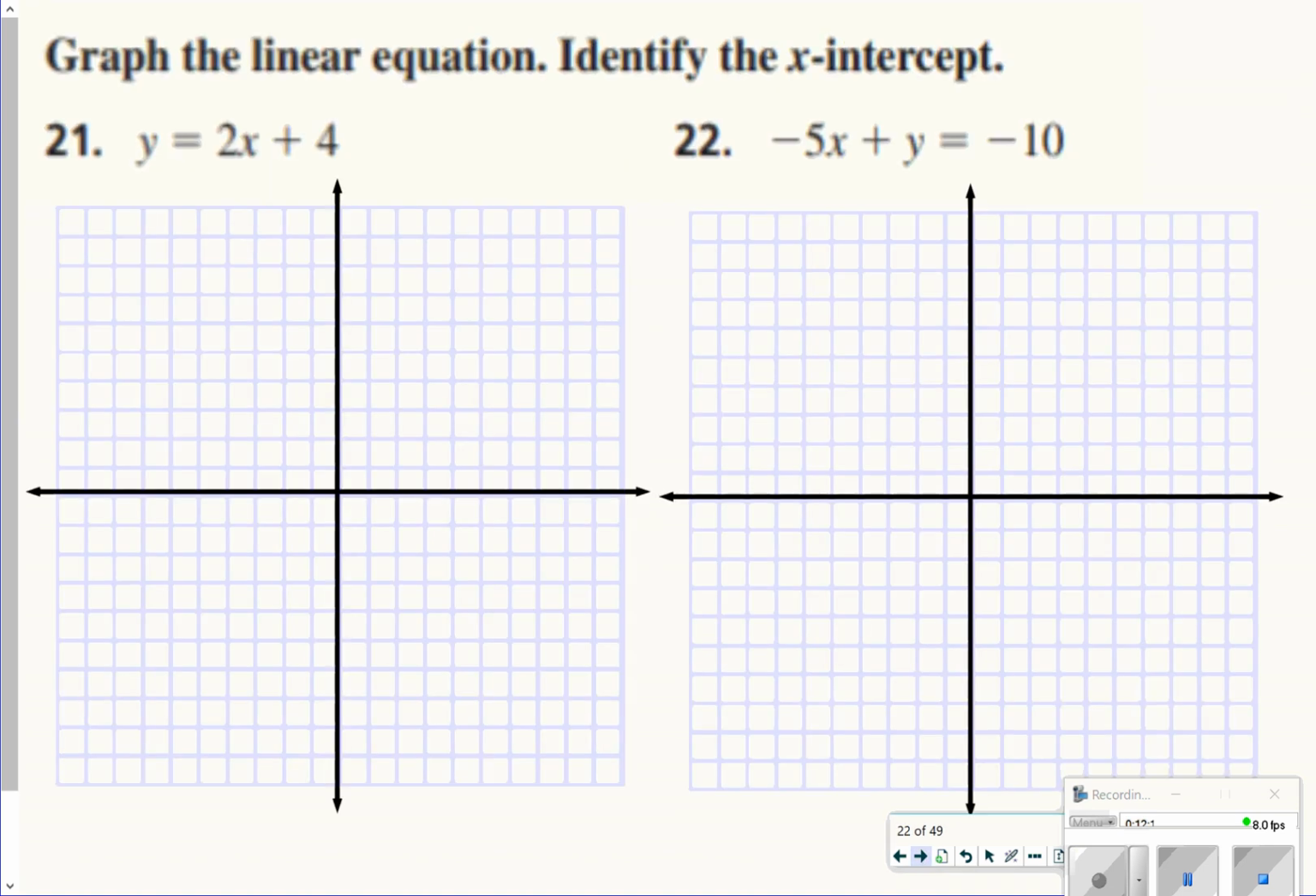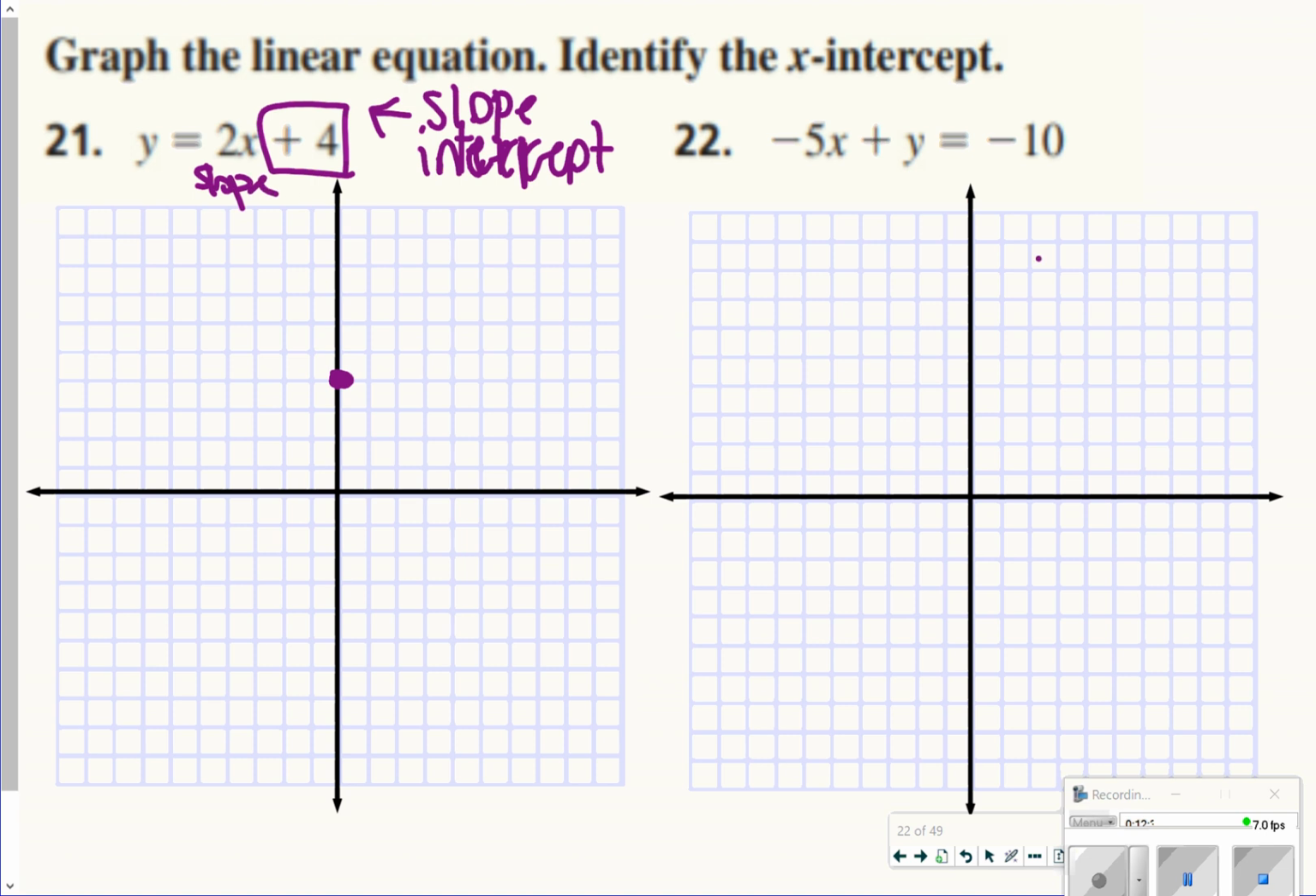For 21, we're graphing the linear equation and identifying the x-intercept. This one's already in slope-intercept form. So I'm going to use slope-intercept to graph. So my y-intercept is +4. So I'm going to go up to +4. And then my slope is 2. So I'm going to rise 2, run 1.